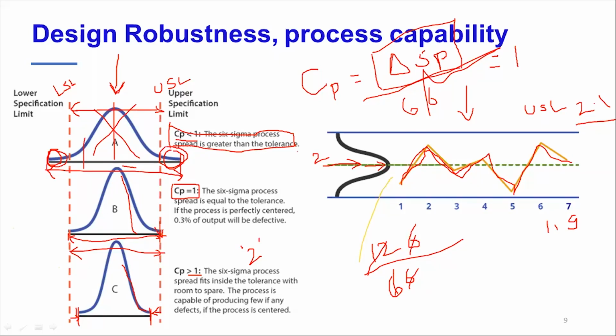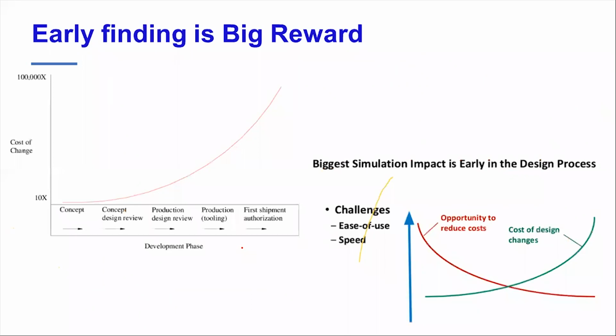There is one more, which is CPK. Here it is only the delta of upper spec limit and lower spec limit. In CPK you also look for how much is the shift with respect to the mean. We may not go into that detail for now. Now let's come to how simulation really helps.